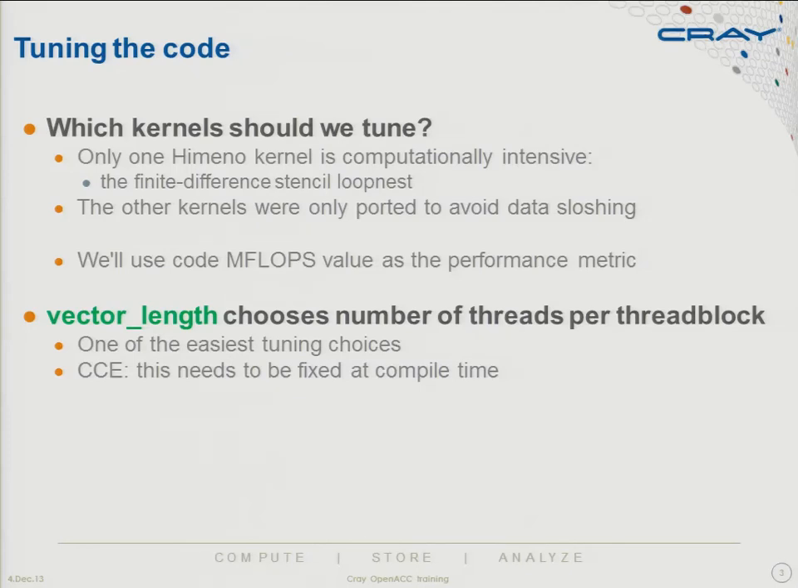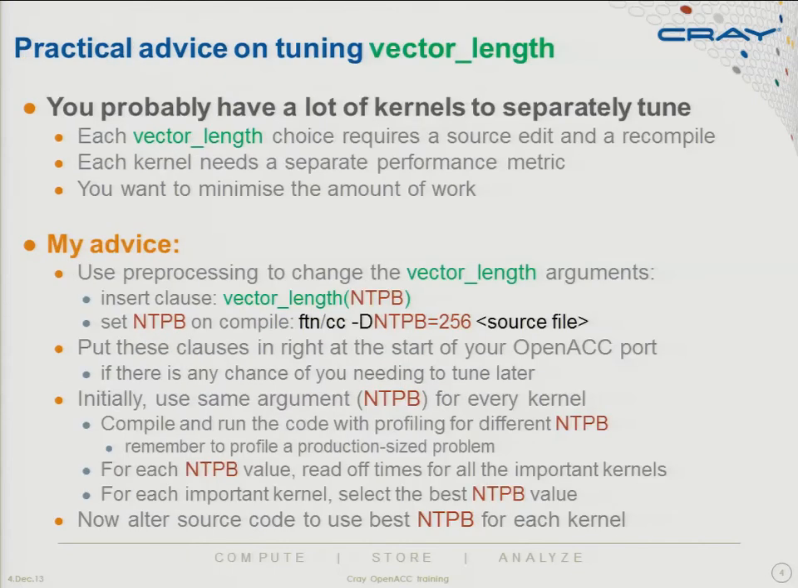The other kernels were ported to avoid too much data transfer, not because they needed GPU performance levels. So the first thing you can do is to choose the number of threads per thread block. It's one of the easiest choices. You use the vector length clause. In a real code you've got a lot of kernels, and it's probably worth looking at whether threads per block is a good tuning on all of these. Because you have to edit the source to put in the vector length clause and recompile, and for each kernel you need to see, does this kernel speed up? Does that kernel get slower? The optimal number will probably be different for every kernel. There can be a fair amount of work in doing that.